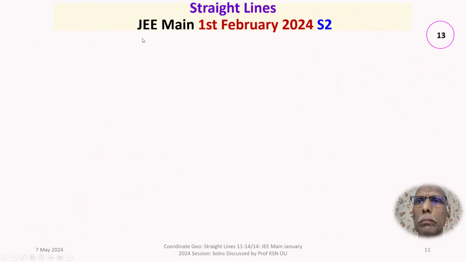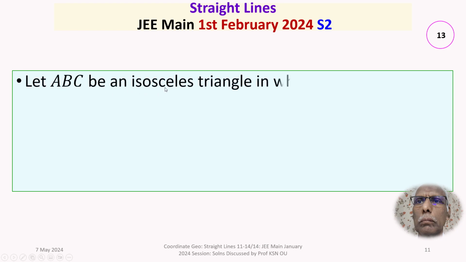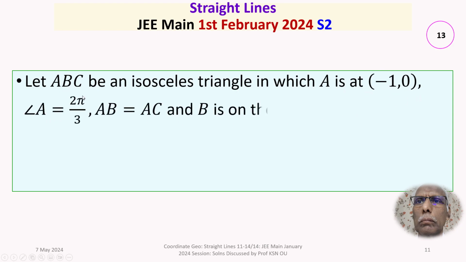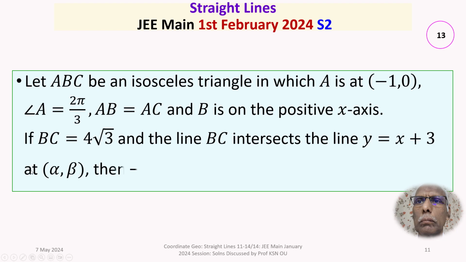This question has appeared in the JEE Main exam held on 1st February 2024 in the second shift. Let ABC be an isosceles triangle in which A is at minus 1 comma 0. Angle A is 2 pi by 3. AB is equal to AC and B is on the positive x-axis. If BC is 4 times root 3 and BC intersects the line y is equal to x plus 3 at alpha comma beta, then beta to the power of 4 by alpha square is.